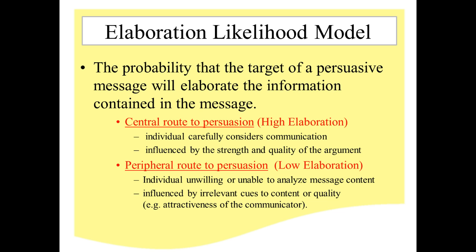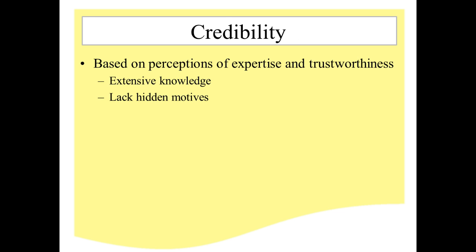So let's see what factors are at play in terms of persuasion. The first is credibility. Credibility is the idea that we base our perceptions on expertise and trustworthiness. So sometimes if a message or an advert or a commercial has credibility, we believe that there is an expert contained in that message. They know what they're talking about. So they might have extensive knowledge of the domain, and we might believe that they're not lying. They haven't got any hidden motives. They're just telling us the truth.